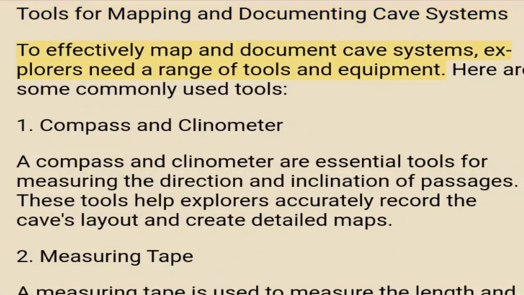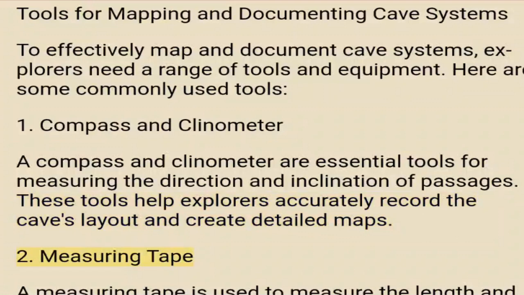Tools for mapping and documenting cave systems. To effectively map and document cave systems, explorers need a range of tools and equipment. Here are some commonly used tools. 1. Compass and clinometer. A compass and clinometer are essential tools for measuring the direction and inclination of passages. These tools help explorers accurately record the cave's layout and create detailed maps.